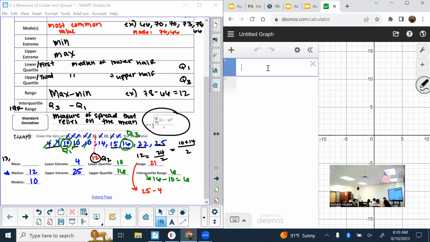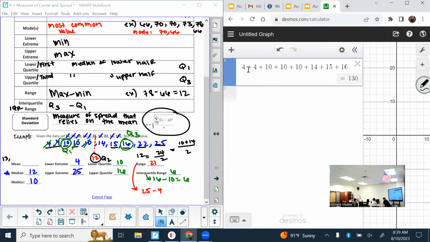But yeah, so we need to first take the sum of all the numbers. So I have 4 plus 4 plus 10 plus 10 plus 10. And I know I could probably shorten it, but I'll just do it like this. 14 plus 15 plus 16 plus 22 plus 25. You always want to make sure that you didn't forget one. Okay, so here's all 10 of my numbers. Okay, they add up to 130.